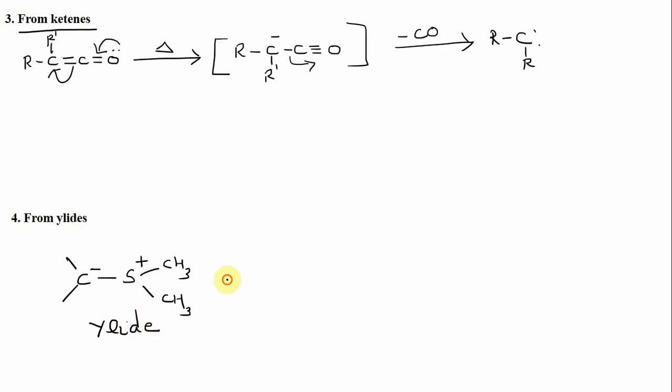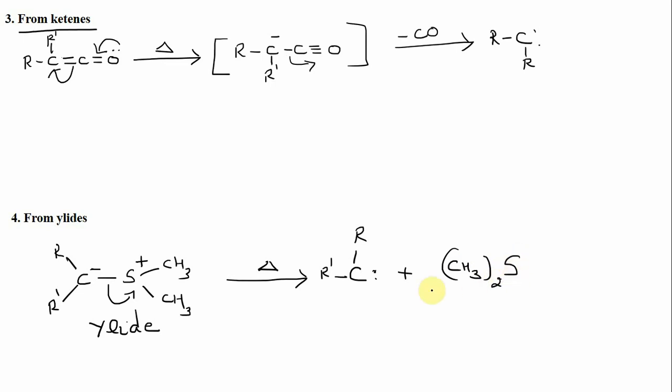So when the sulfur ylide is heated, this bond between carbon and sulfur breaks, and the sulfur takes this bond pair of electrons. Since there is a positive charge over it, it goes with this bond pair of electrons to give the corresponding carbene. So here it becomes carbene plus dimethyl sulfide. So this also results in the formation of carbenes.